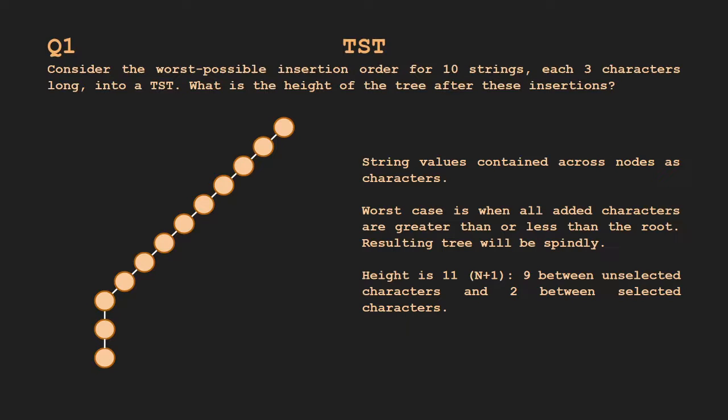So in this case, string values are made by connecting nodes as characters. The worst case is going to be when all the characters are greater than or less than the root, which would make the tree very spindly. The height is going to end up being 11 in a worst case scenario, because there are 9 edges between the unselected characters, and then there's 2 between the 3 selected characters.